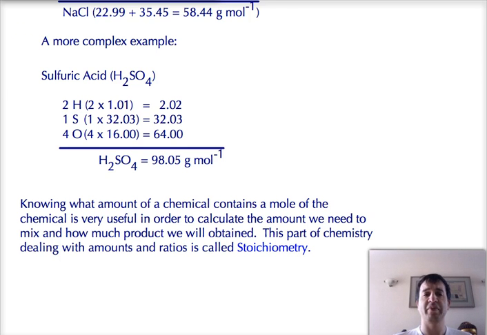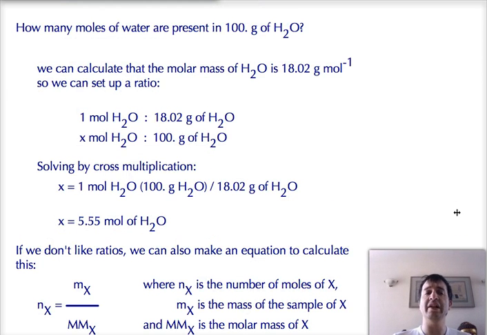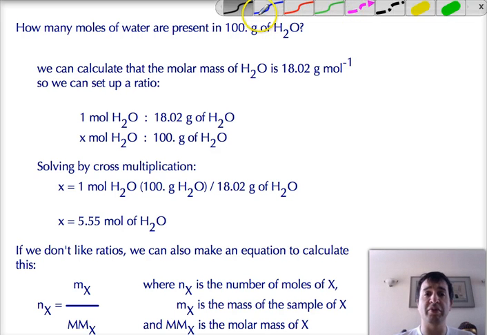So if we want to calculate how many moles of water are present in 100 grams of water, all we need to do is calculate the molar mass of water. Once we know that the molar mass of water is 18.02, we can just set up a ratio. 1 mole of water is contained in 18.02 grams of water. How many moles of water will we have if we have 100 grams of water?